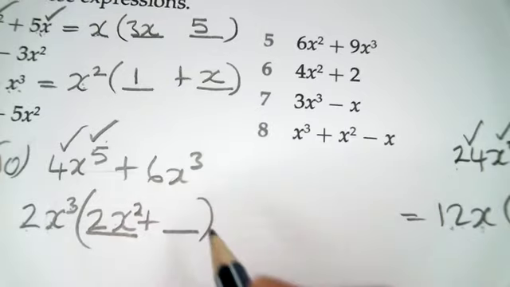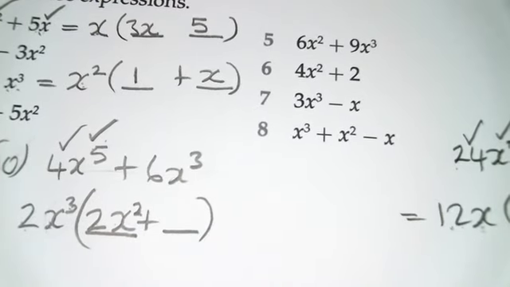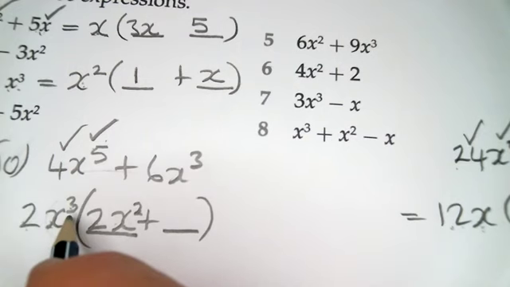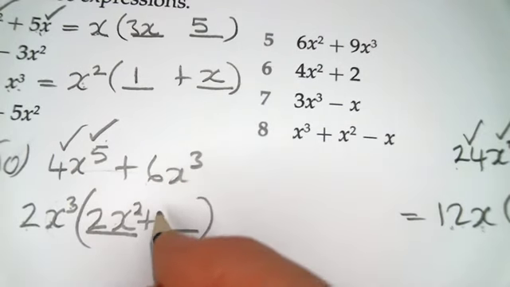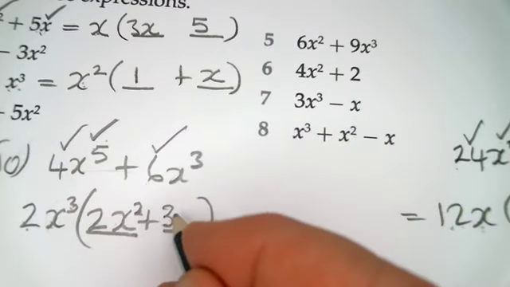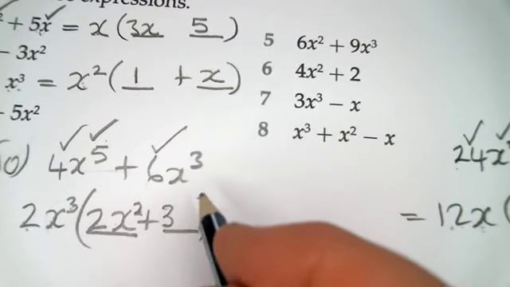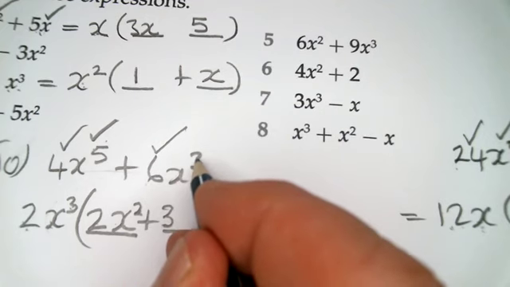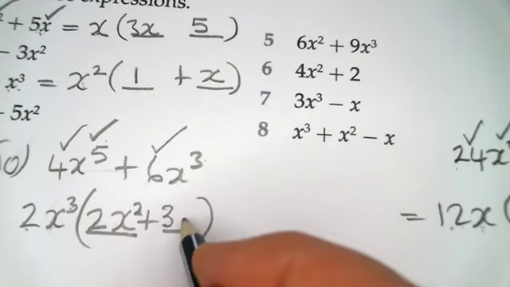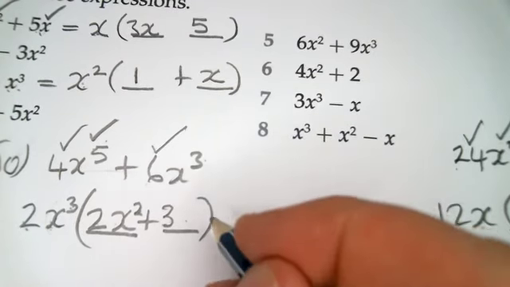Let's add the next one. I have a dog barking over here. What times 2x to the cubed makes 6x cubed? Well, 3. 2 times 3 is going to be 6. And I don't need anything else because if I have 3 times 2x cubed, that makes 6x cubed. There's no x's needed in here, and that's the correct answer.